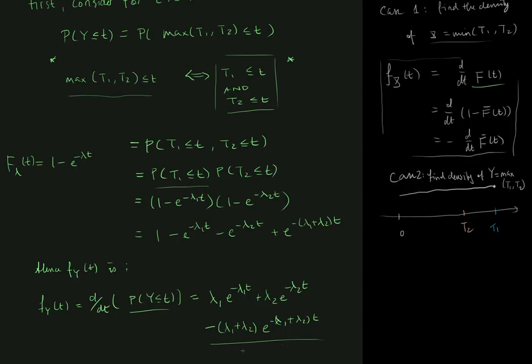And this is the density of Y, and there's no name for the distribution with this density, so we will just call it the density of the distribution of the maximum of T1 and T2.